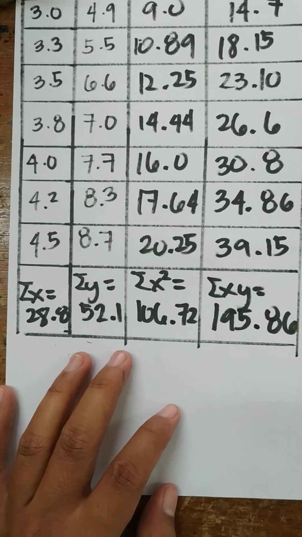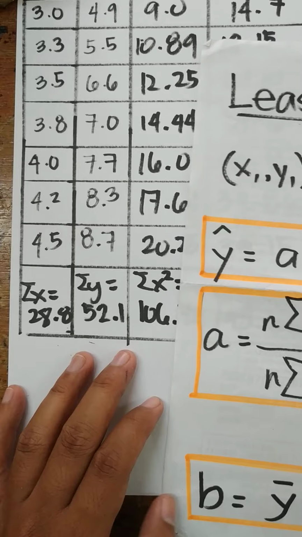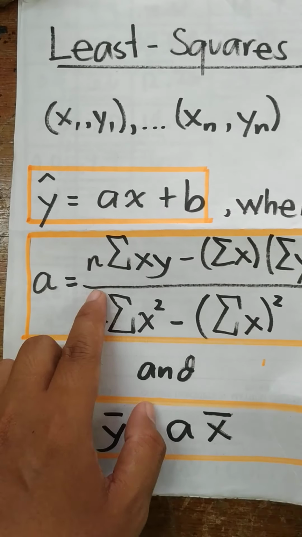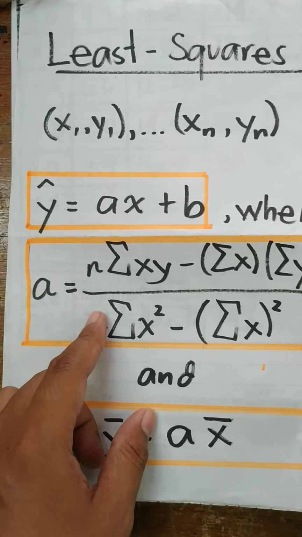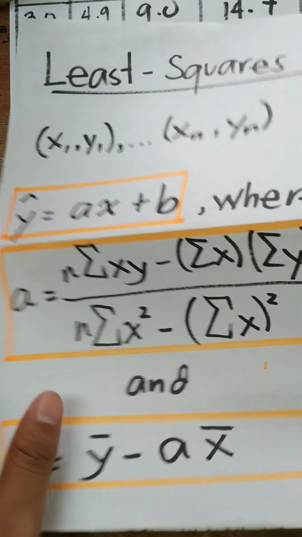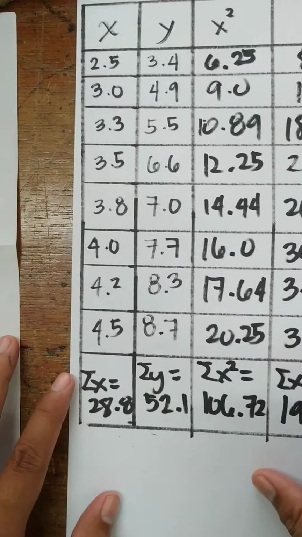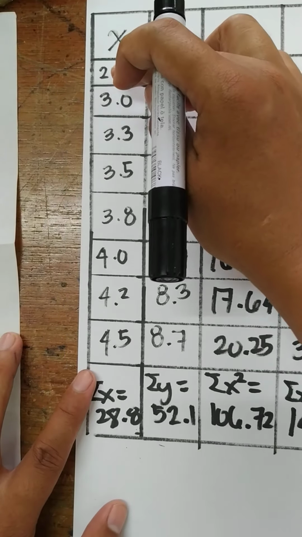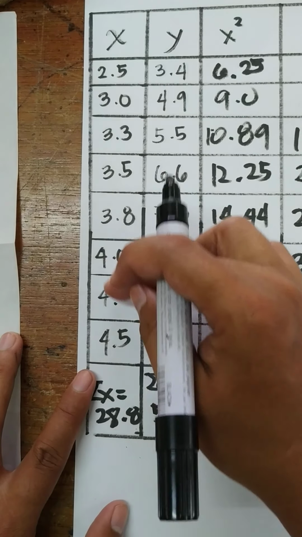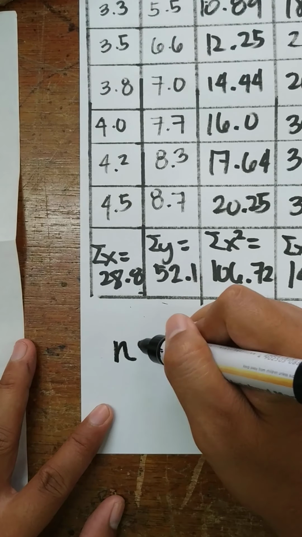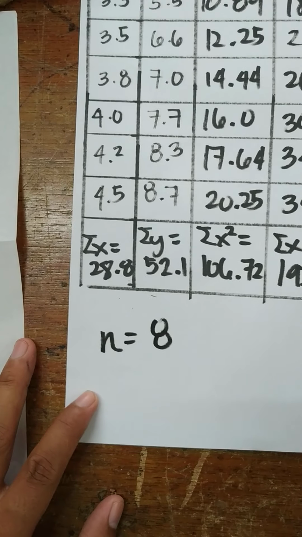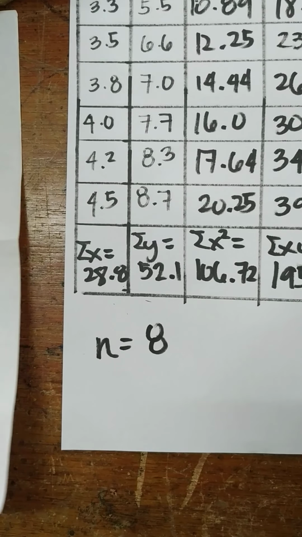So we have our data, and let's compare it with the formula. What are we missing? We don't have n yet. We can just count them. How many cases are there? 1, 2, 3, 4, 5, 6, 7, 8. So my n is 8. Now let's start.